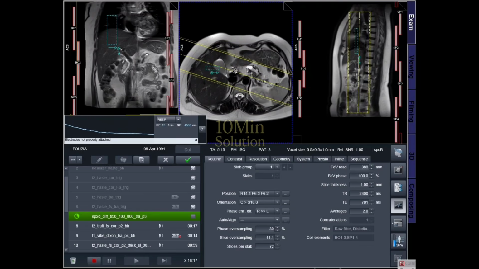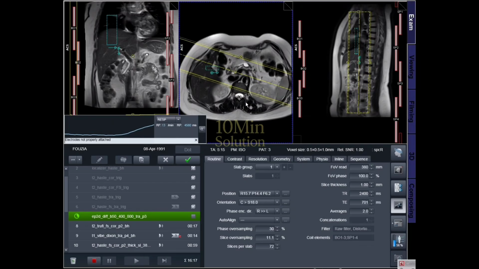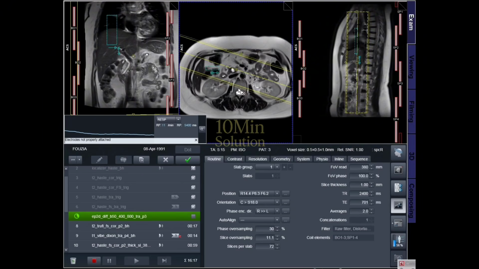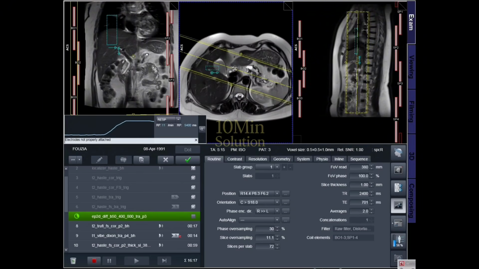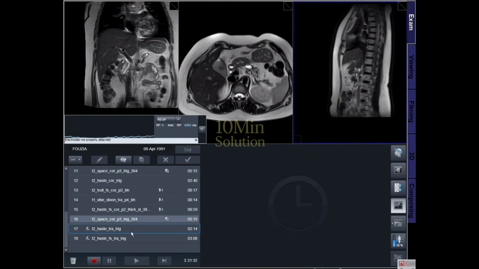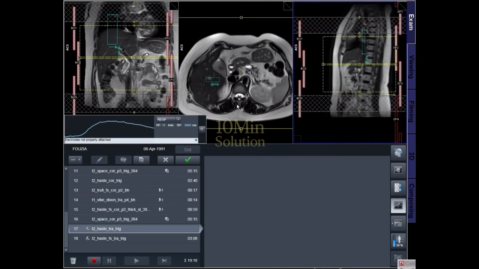Look at the GB, gallbladder, pancreas. Okay, so everything is fine. Now finally apply. Now the next T2 HASTE transverse.